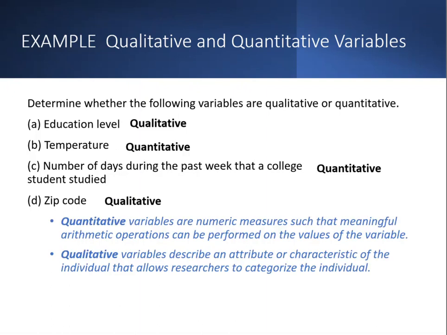Now, to summarize this, remember, quantitative variables are going to be those that are numeric in value, and their value has also got some sort of meaningful arithmetic operation. In other words, I could add them together, I could divide them, something like that. Whereas a qualitative variable is really just the attribute or characteristic of that individual or that data that I want to look at.